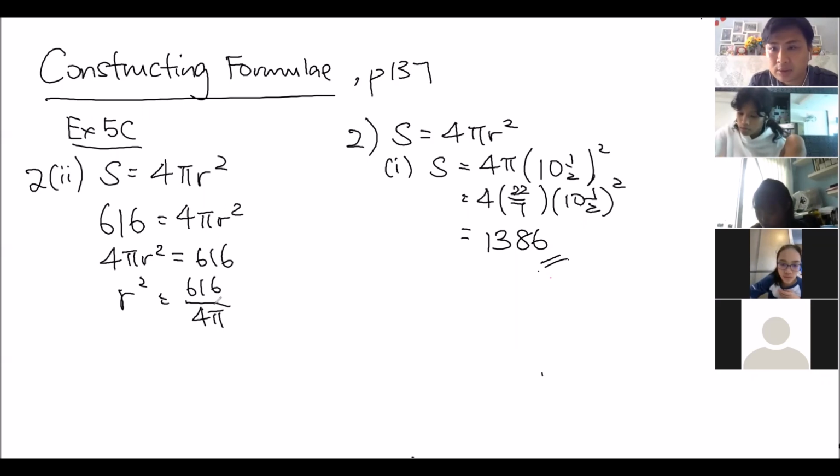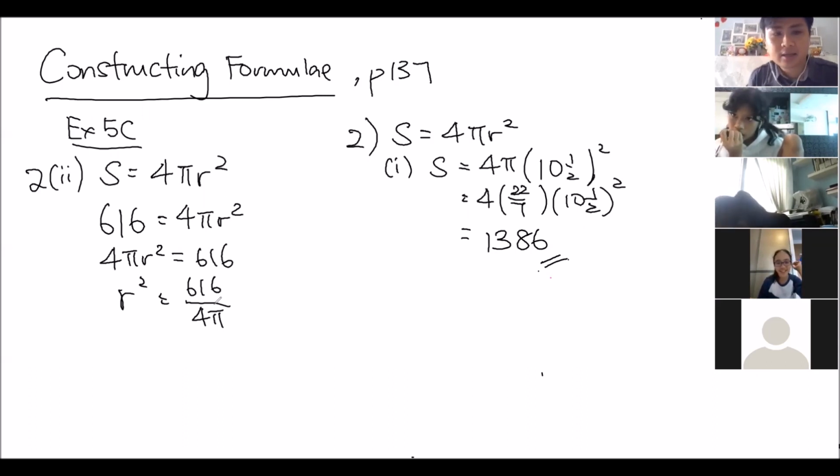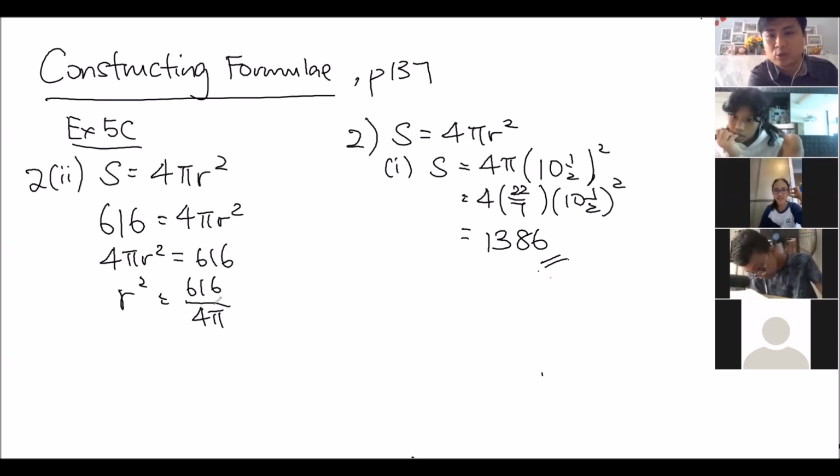So we're finding R. We want to find the value of 1 R. Constance, you raised your hand. For question 2, how do you get 1386? This one you can press your calculator: 4 times 22 over 7 times 10.5 square. Then you just press everything, you get 1386. Teacher, why not divide 4 pi by 2?